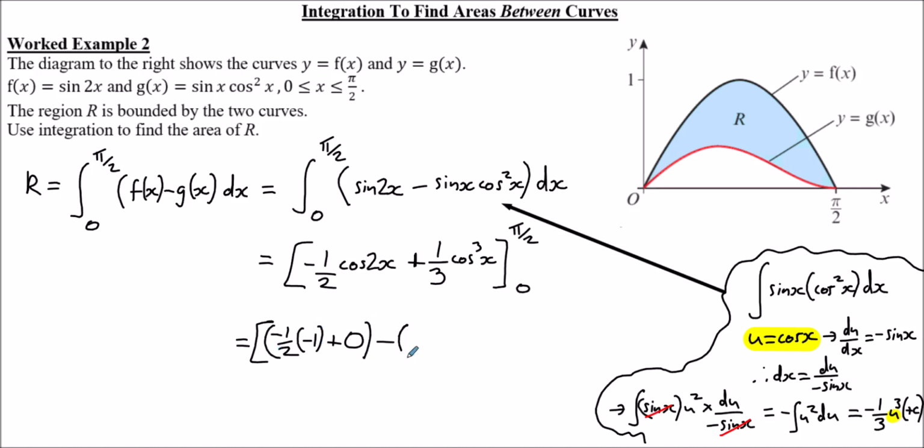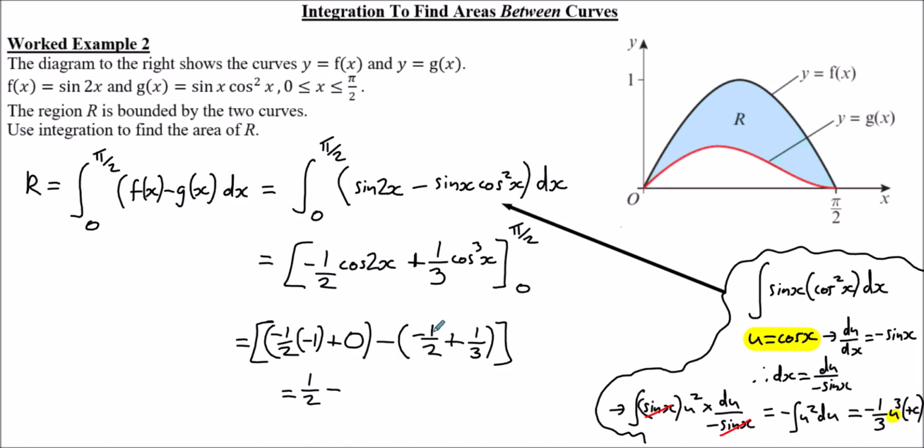Then minus off the lower limit when x is 0. Well, cosine of 0 is 1, so cosine of 2 lots of 0 is still 1. So this is going to give minus 1/2 times 1, which of course is negative 1/2. Then plus 1/3 times cos of 0 cubed. Well, cos of 0 is 1, and 1 cubed is 1. So this just gives 1/3 multiplied by 1 cubed, which is just 1/3. So minus 1/2 times minus 1 is 1/2.